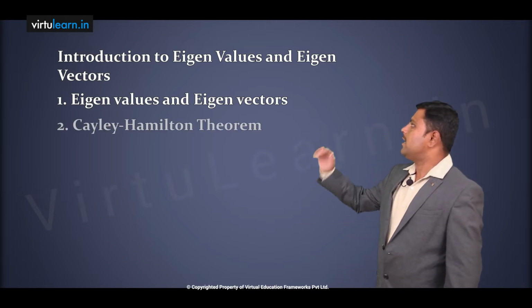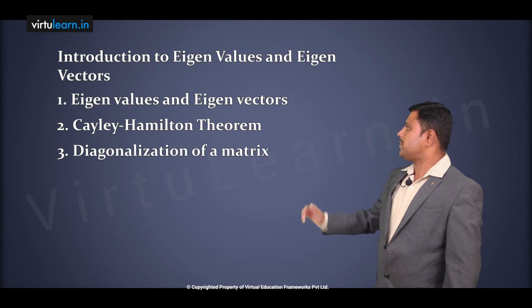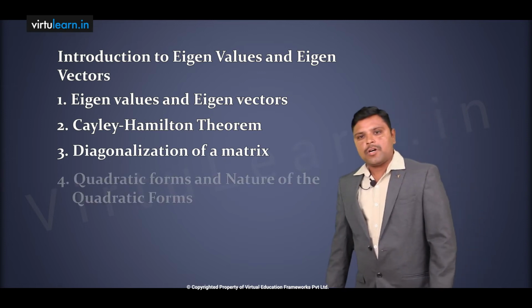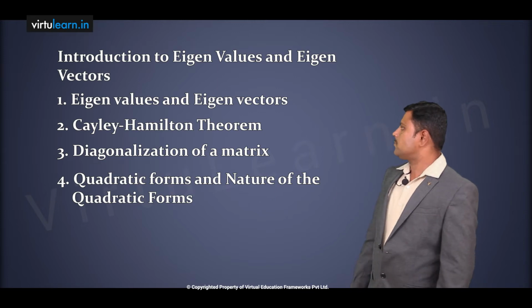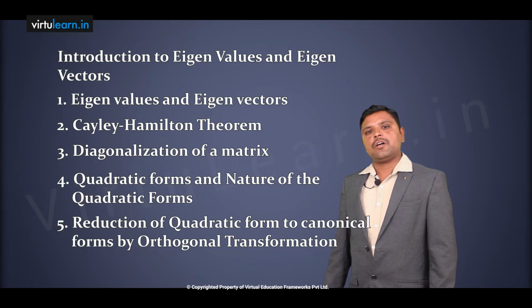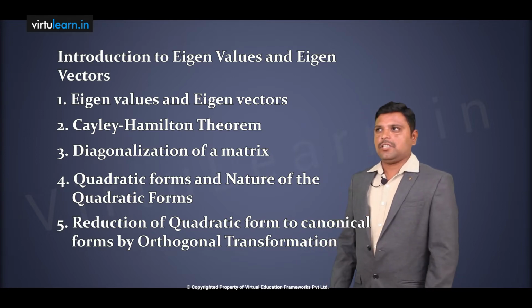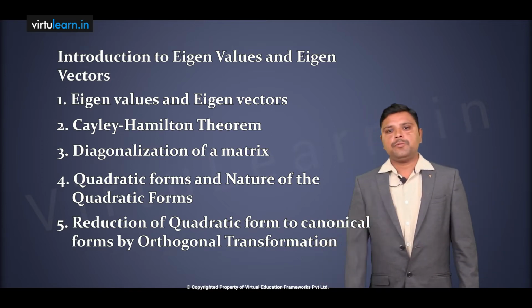Second one, Cayley-Hamilton theorem, diagonalization of a matrix, quadratic forms and nature of the quadratic forms, and reduction of the quadratic form to canonical form by orthogonal reduction. These are the 5 topics in this total unit 2.